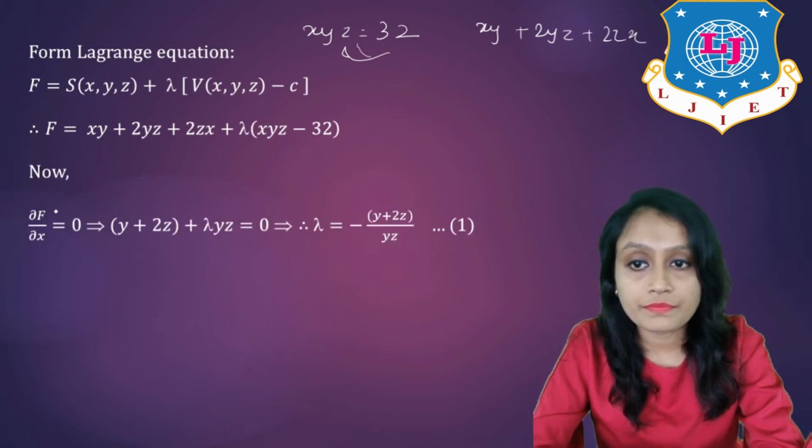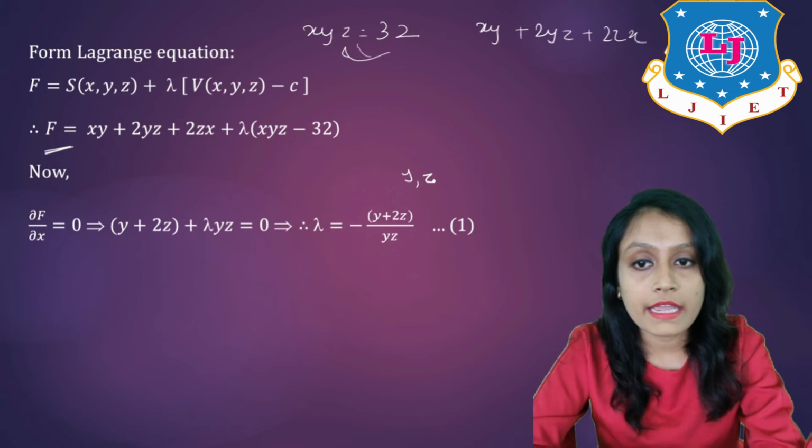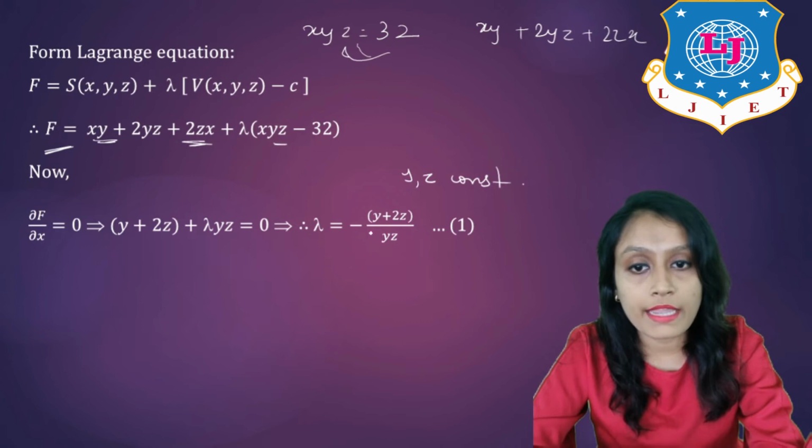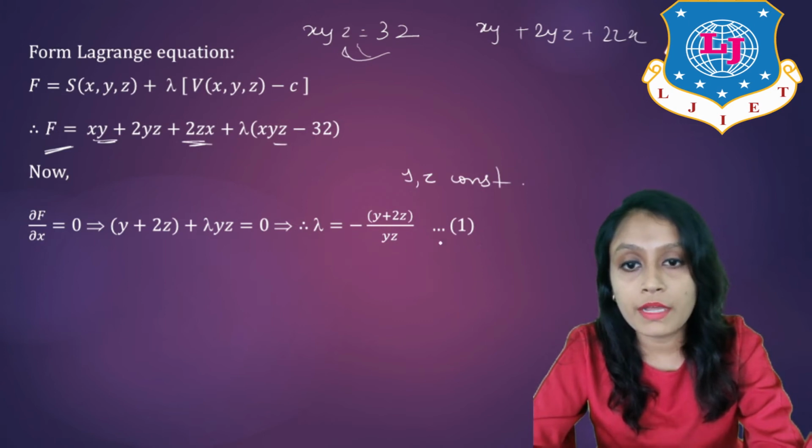Okay, now we will differentiate this f with respect to x, keeping y and z constant. So from here you will get y plus 2z plus lambda times yz is equal to 0. Again we have to make lambda the subject, so you will get lambda is equal to minus (y plus 2z) upon yz. Give it equation number 1.